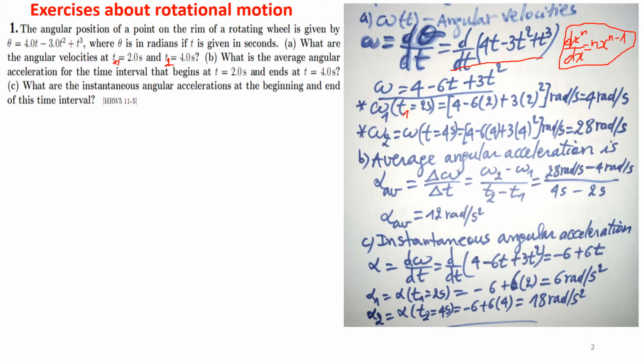Then the final answer for average angular acceleration is 12 radian per second squared. In part C, we are asked to determine the instantaneous angular acceleration at the beginning and the end of this time interval. The beginning of this time interval is time t1, which is equal to 2 seconds. And the end, this is the beginning of the motion.